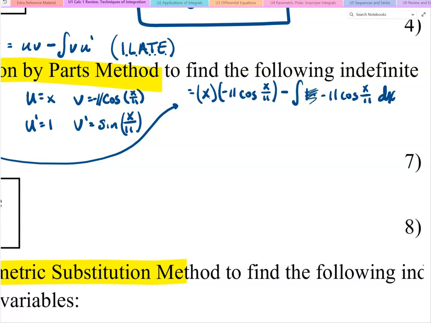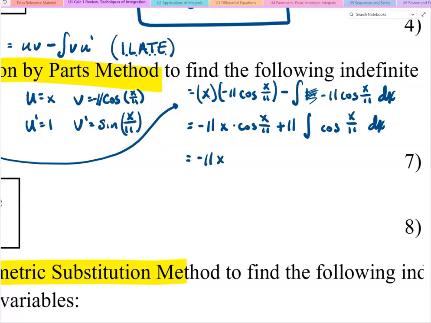Now this 1 times negative 11 doesn't really do anything, but if we simplify this just a little bit before we proceed, I now see negative 11x times cosine of x over 11. This negative sign multiplies by this negative 11, so I'm going to call that plus 11 times the integral of cosine x over 11 dx.